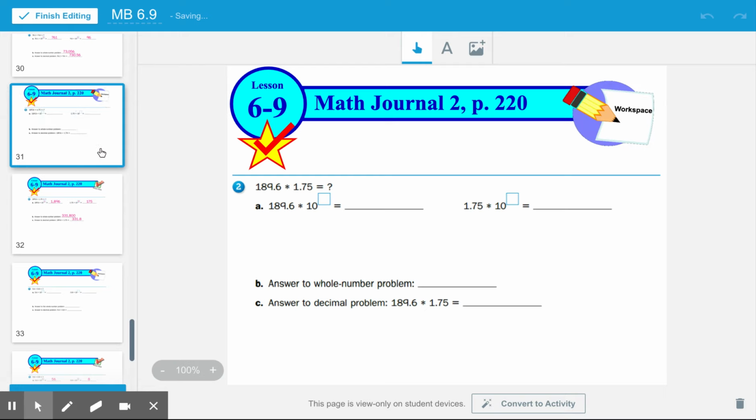Number 2, 189 and 6/10 times 1 and 75 hundredths. Same thing as the last problem. I want you to think, what power of 10 turns 189 and 6/10 into a whole number? How many powers of 10 does it take to turn 1 and 75 hundredths into a whole number? What would you get if you multiply 1,896 times 175?